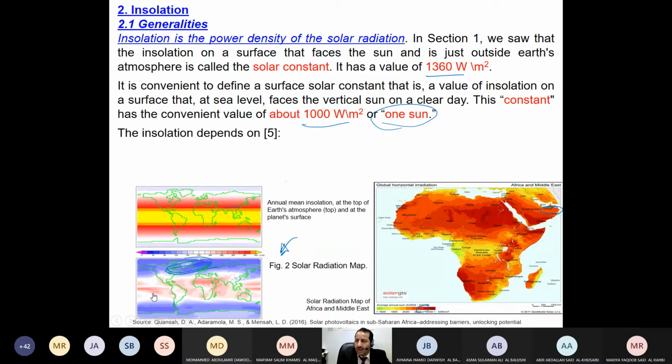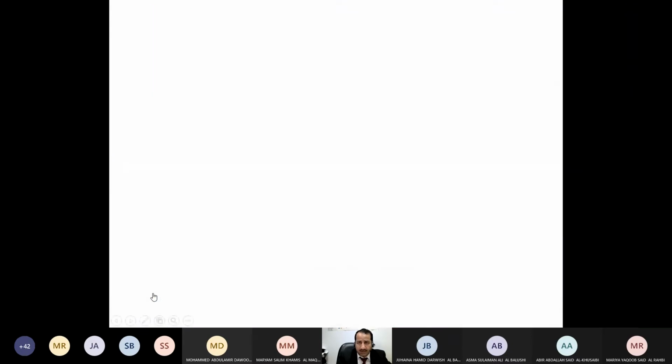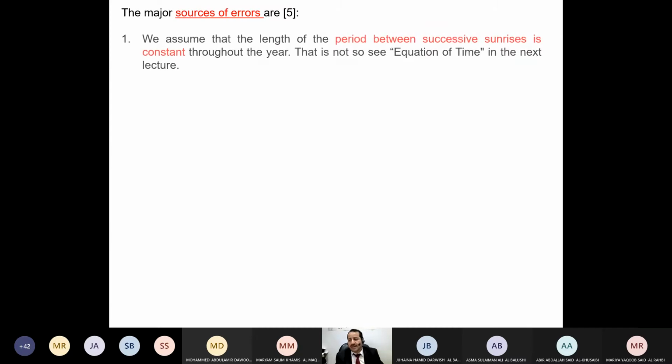Now, you may ask what the parameters are that specify the amount of solar insolation approaching my collector. Two things: orientation, how we orient our system, and the transparency of the sky, what is inside the sky. Definitely, we will have some sources of errors in our calculation. We need to consider 4 errors I will mention here. The first one is that we assume the period between successive sunrises is constant.